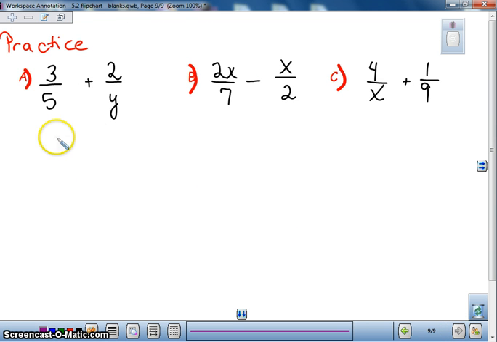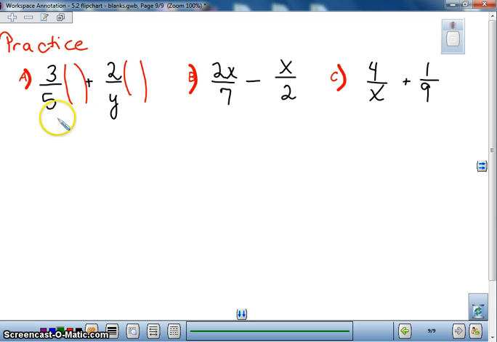The practice problems that I need you to write down, if you need to pause the video, please do so. Practice A is 3/5 plus 2 over y. Again, make sure you're leaving some space so that you can show me what you're going to multiply by. The next problem, 2x divided by 7 minus x over 2. And the last one, 4 divided by x plus 1 over 9. We're going to do the first one together. You will do the next two to have ready in class tomorrow.